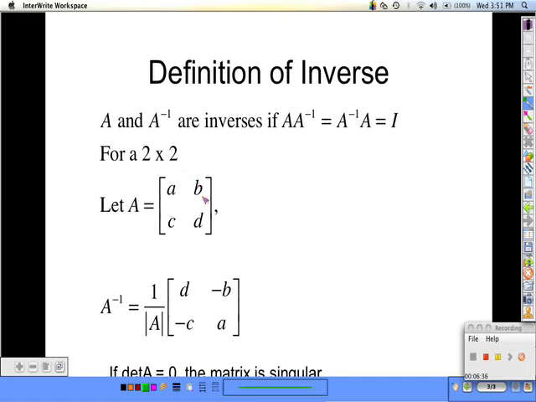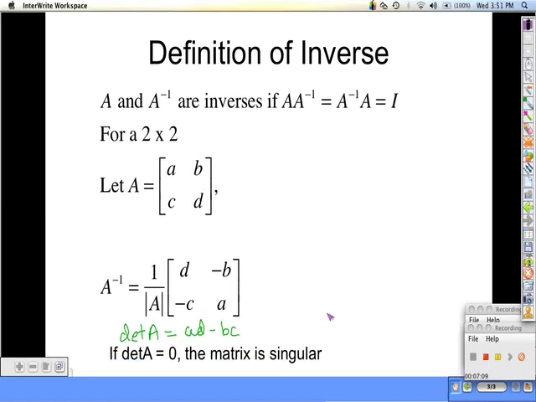And the way we do that is we take 1 divided by the determinant of A. This absolute value kind of notation stands for determinant of A. And that is equal to A times D minus B times C. It's the downward diagonal minus the upward diagonal. And then in the matrix itself, we're going to swap the main diagonal elements and make the other elements on the other diagonal opposites. And we'll go through how to do this in just a second.